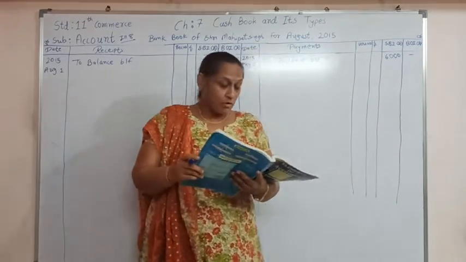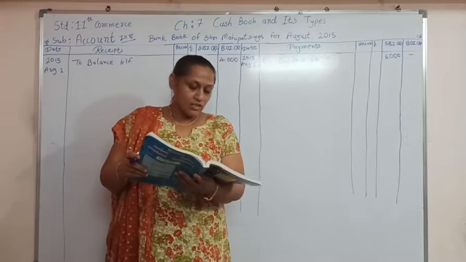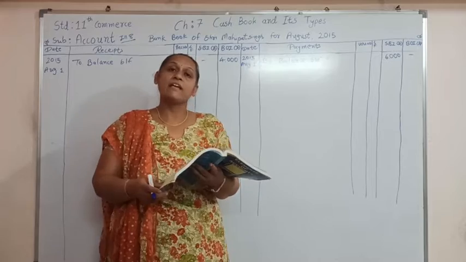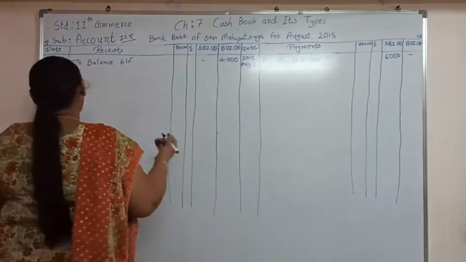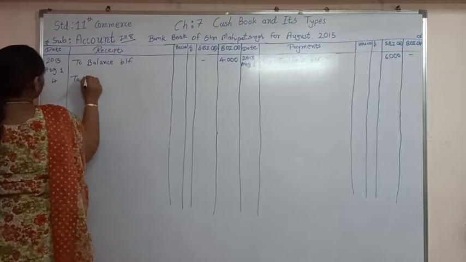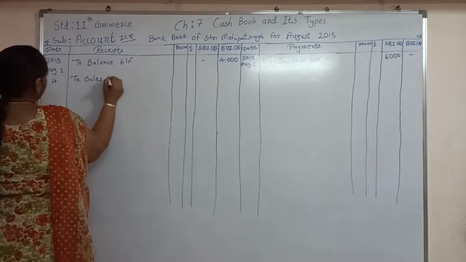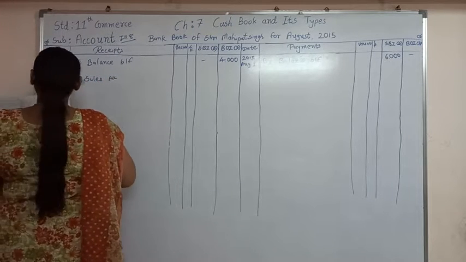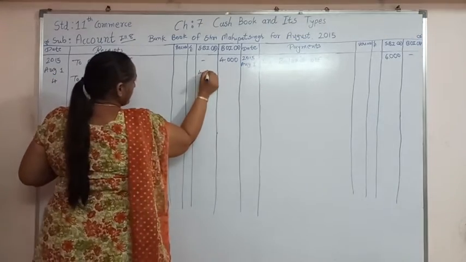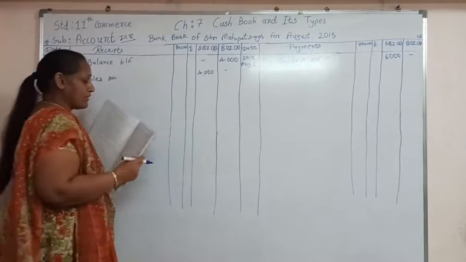Now on date number 4, goods of rupees 4,000 sold, against that a check received which is deposited in the SBI account. So here on 4th, to sales account, and the check is received which is deposited in SBI. So here we are going to write 4,000.